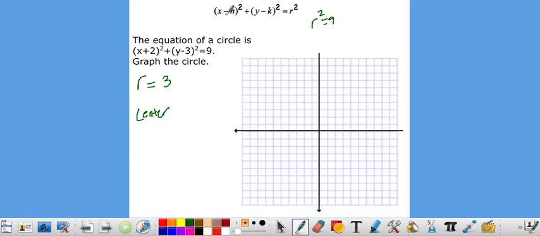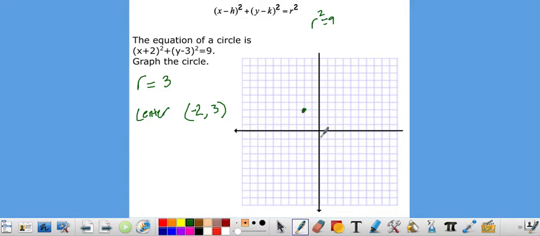The center we have to be a little careful, because we remember the general form is minus for the h and the k. So when we have x plus 2, that means the x part of the center is actually -2. And the y minus 3 means the y part is 3. So it's just kind of backwards, if you want to think of it that way. x plus 2 becomes a -2 for the x part. y minus 3 becomes a +3 for the y part. So we'd go left 2, up 3.